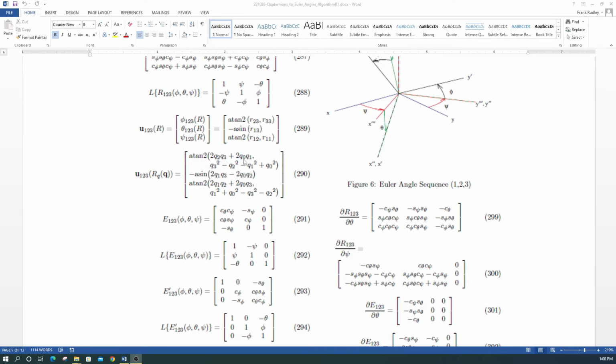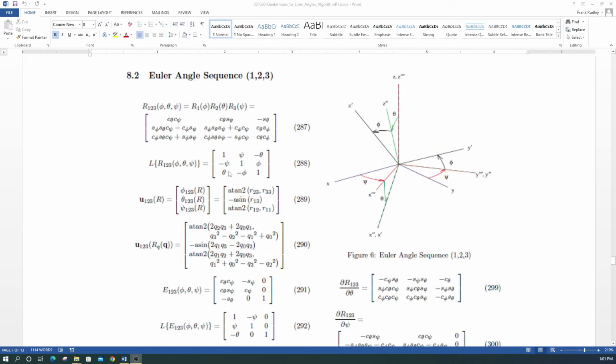These q's are considered the quaternion components. I don't want to get into the meaning too much of quaternions. You could investigate that further yourself. I want to go into the implementation. I found that what they call the Euler angle sequence 1, 2, 3 is the same as what we call the standard aircraft axis rotations that have been used on a lot of navigation systems for a very long time.